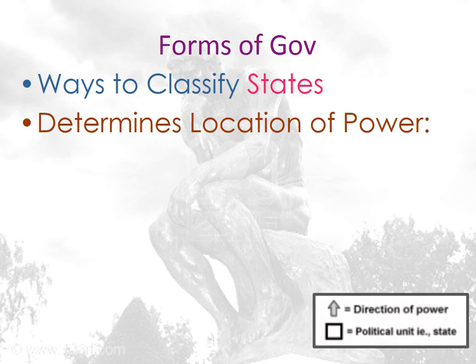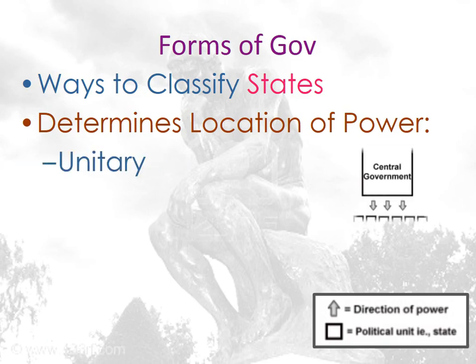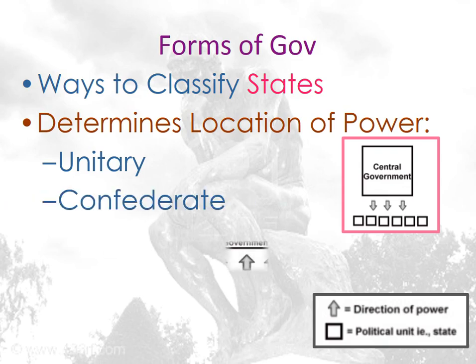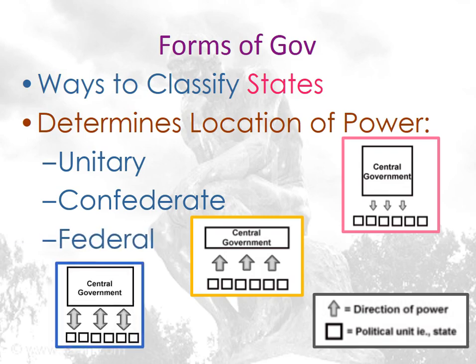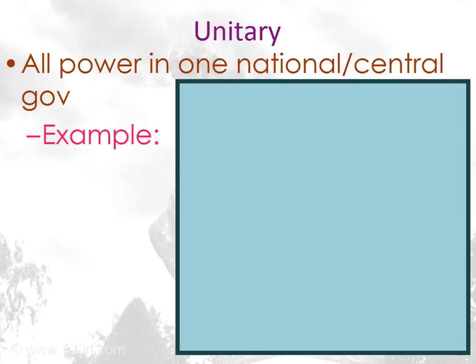So if we want to look at what those governments look like, there are different ways we can look at how to classify a state, classify a government, and basically it all depends on where the power comes from. There's what's known as a unitary government, where power comes from the central government, a confederate government, where power comes from the state or local governments, and the federal government, where there is shared power. So let's go take a look at these in a little bit more detail.